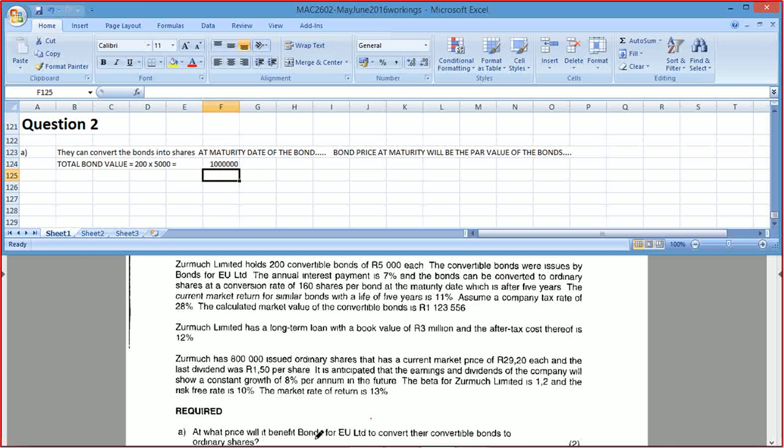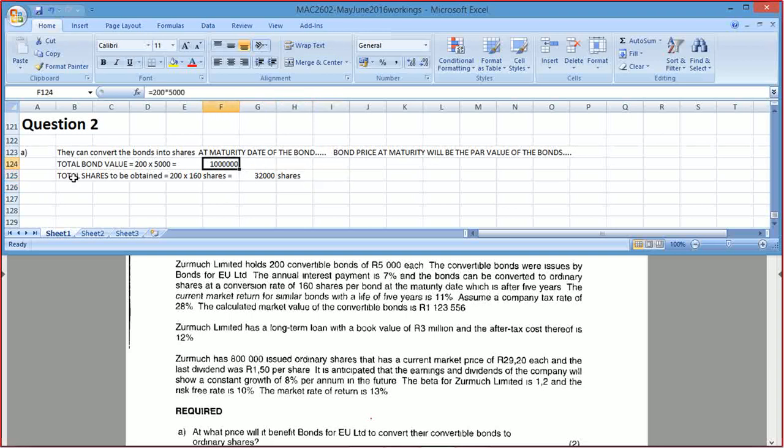Okay, they ask: at what price will it benefit bondholders for EU to convert its convertible bonds to ordinary shares? So how many shares do they get per bond? They get a rate of 160 shares per bond. So total shares to be obtained equals 200 bonds times 160 shares, which gives you 32,000 shares. So you would be able to convert your 200 bonds into 32,000 shares.